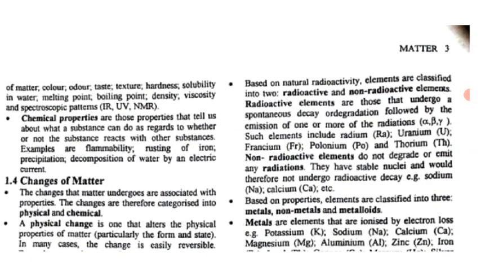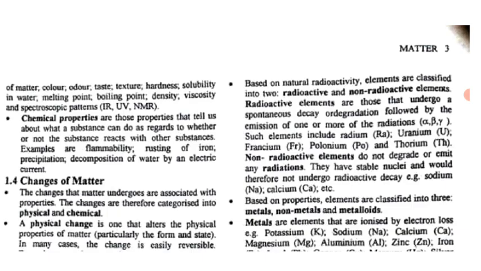Alright, so based on natural radioactivity, elements are classified into two: radioactive and non-radioactive elements. Now, radioactive elements are those that undergo a spontaneous decay or degradation followed by the emission of one or more of the radiations, which are alpha, beta, gamma radiations. Such elements include radium, uranium, francium, polonium, and thorium. There are a lot of them.